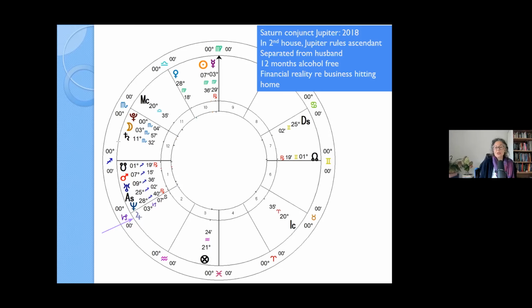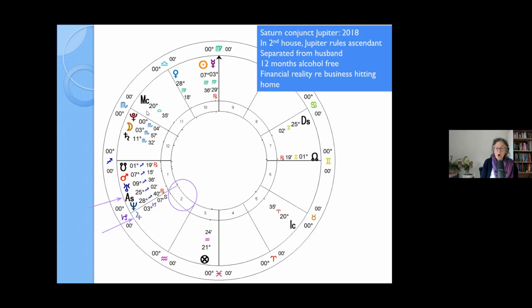In this client's chart, we have Jupiter in the second, so we would expect to see some monetary, financial income stuff. And we can see that they have a Sag ascendant. So that Saturn on Jupiter is also going to bring up some of those topics to do with identity, to do with their physical body, those types of things.